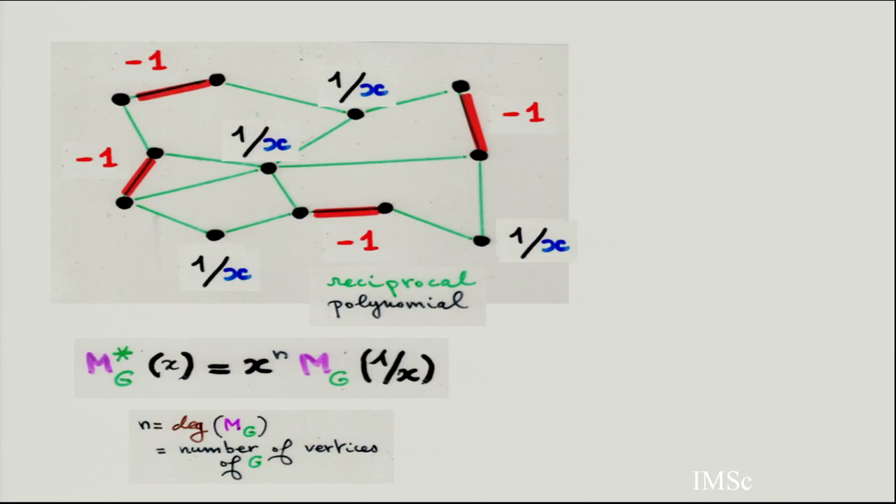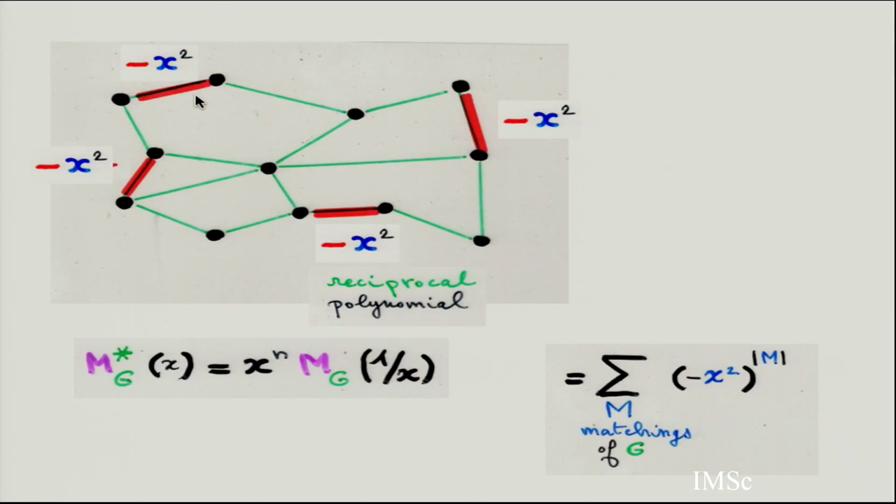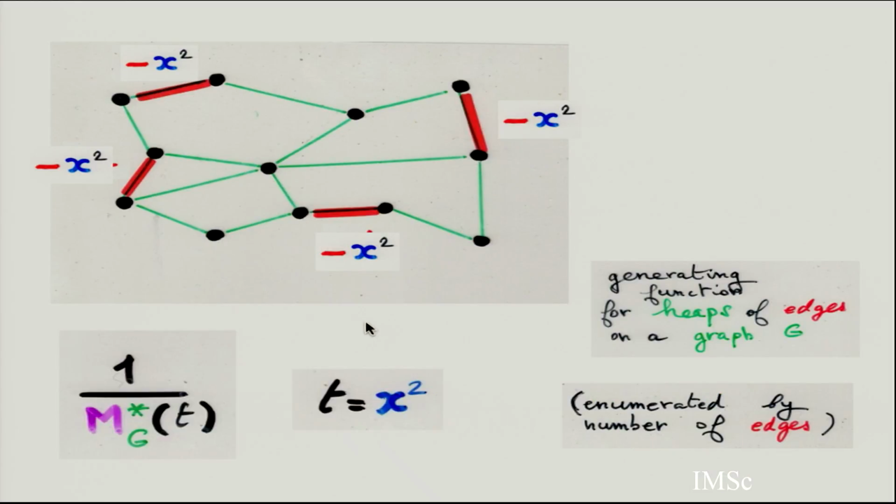It's a polynomial once you multiply 1 over x by x power n, which means you multiply each vertex of the graph by x. So x times 1 over x gives you 1. So each isolated point has a weight 1, and now minus 1 will get a weight minus x2 because there are 2 vertices. So you get this weight. And if I want to work with heaps of edges on a graph, I need to replace x2 by t.